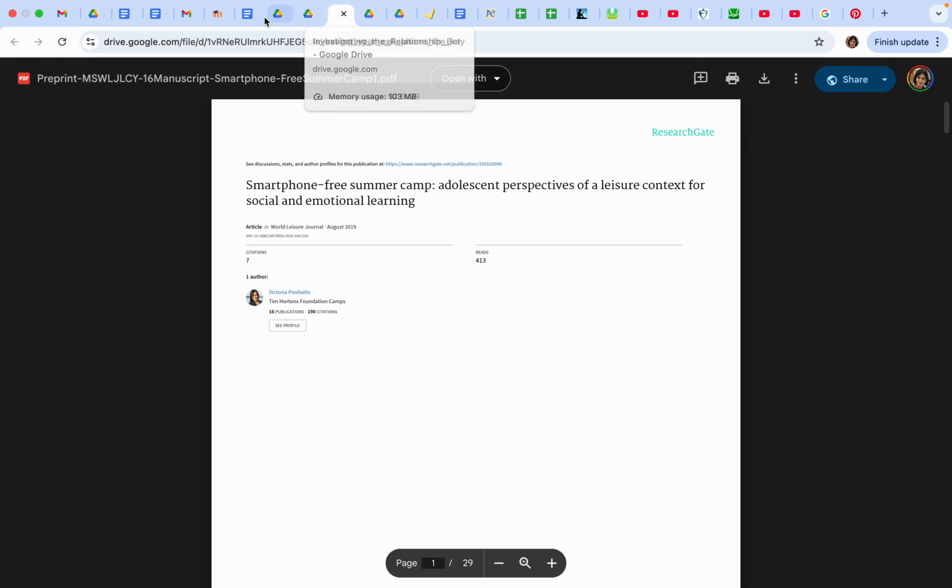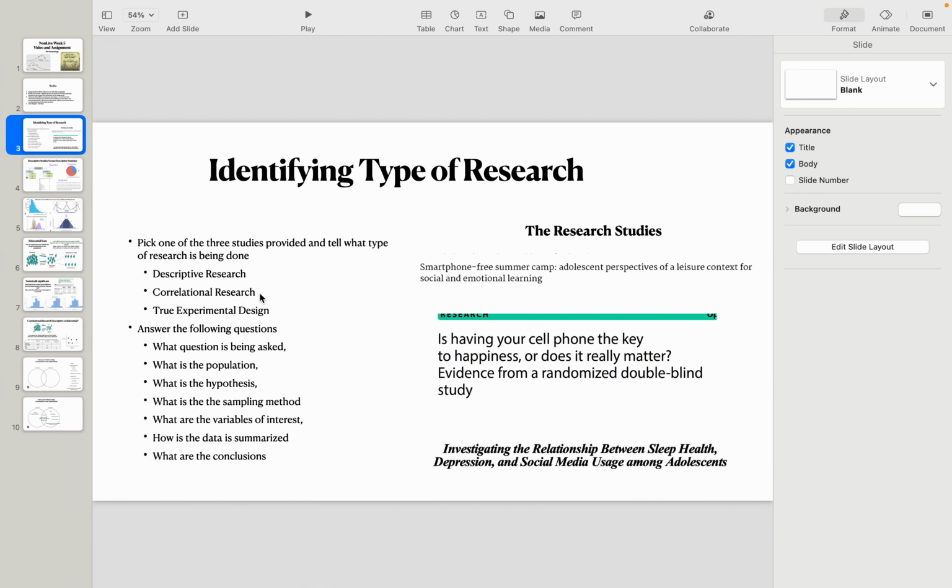You're going to pick the study that looks the most interesting to you. And here's what I want you to do. You need to say which of these 3 is it? Is it descriptive research? Is it correlational research? Is it a true experimental design? So the one that you pick, all right? So one question, you're just going to say, is it that? Then you're going to answer the following questions.